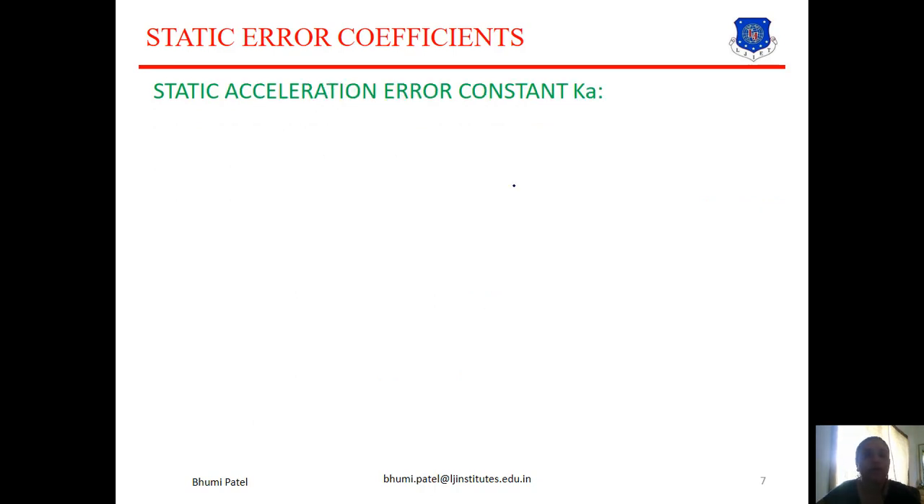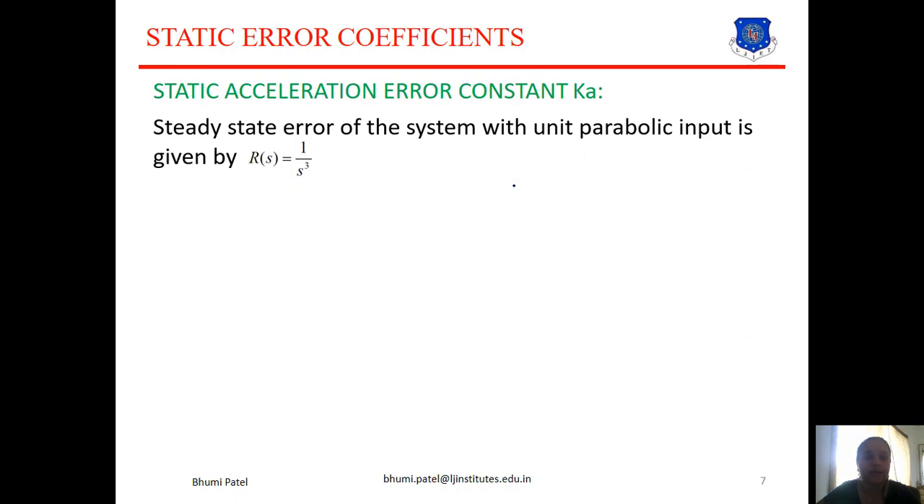Now the third coefficient is the static acceleration error constant Ka. Same as before, consider the steady state error of the system with unit parabolic input, and it is given by R(s) is equal to 1 by s cube. This is the type of the input signal, and it is the Laplace transform of this parabolic signal.